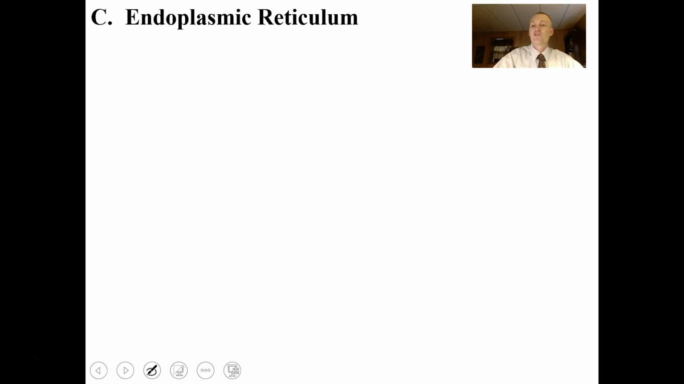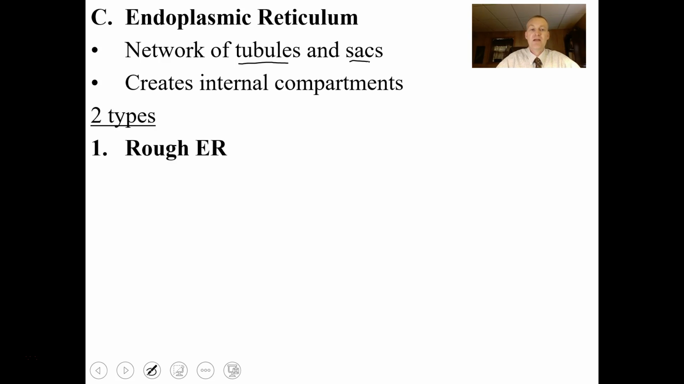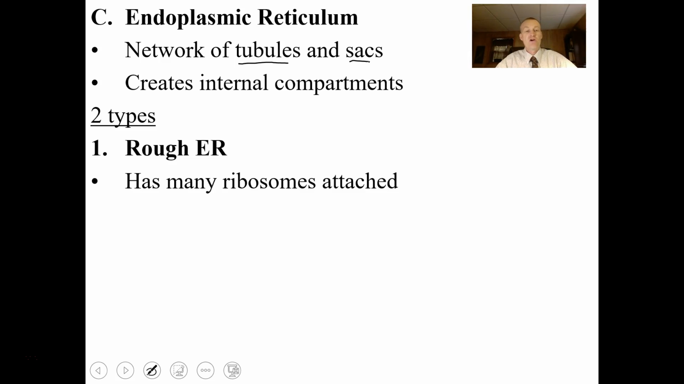The first component of this sophisticated system is called the endoplasmic reticulum. This is a network of tubules, which are small tubes, and little sacs, little containers that house various things that the endoplasmic reticulum can make. So the endoplasmic reticulum is a series of membranes that make internal boundaries or compartments, and there are two types of them, rough ER and smooth ER.